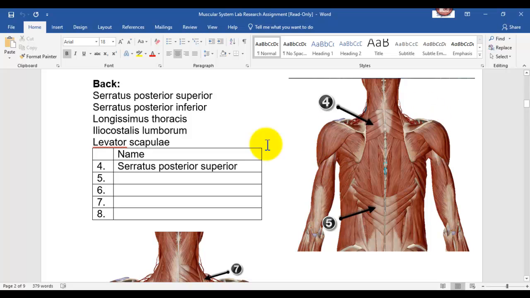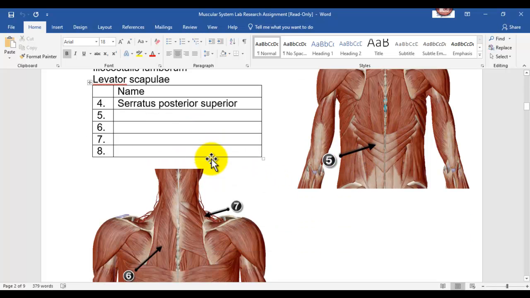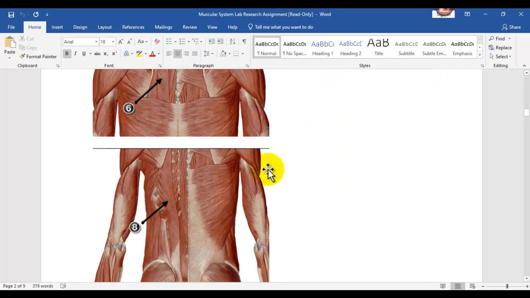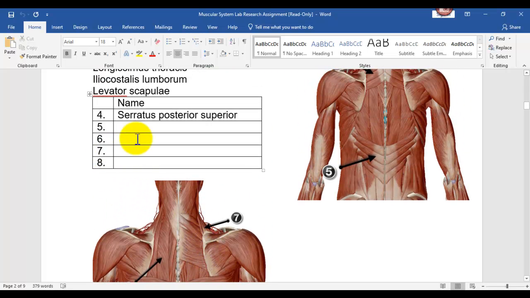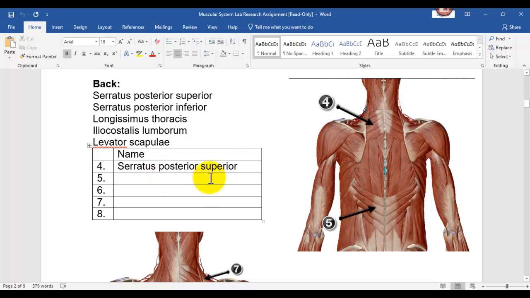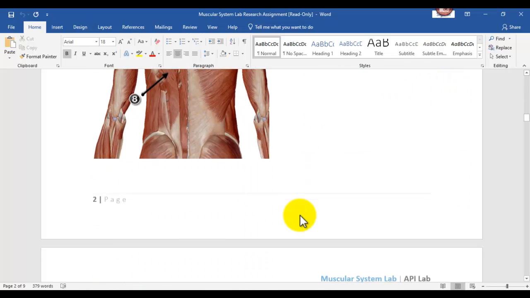On the back, the serratus posterior superior, it's actually superioris, but anyway, these up here. You can see these two. There's 4 and there's 5, so this is actually going to be the inferior one down here. Here's 6, 7, and 8. You would just go through, you can use any resource, Visible Body, research these muscles, and write the correct name in the blanks provided.